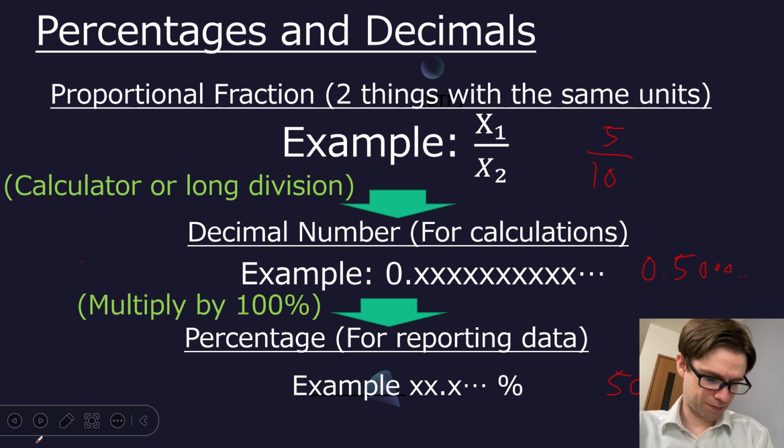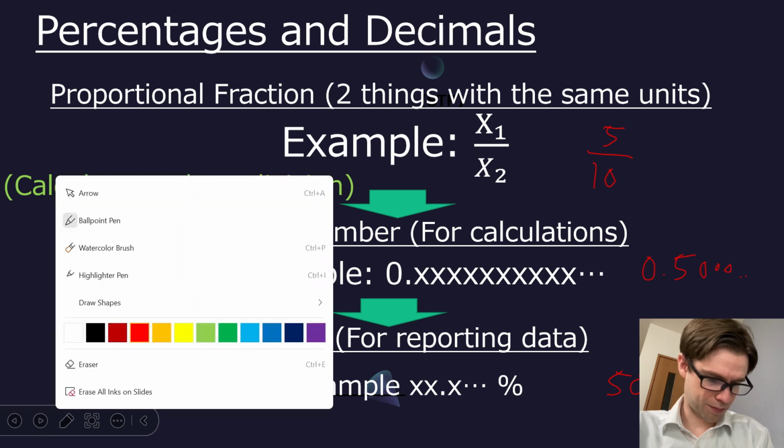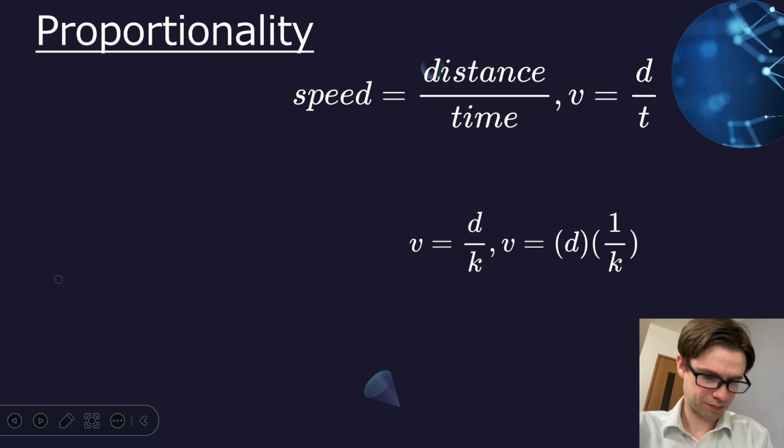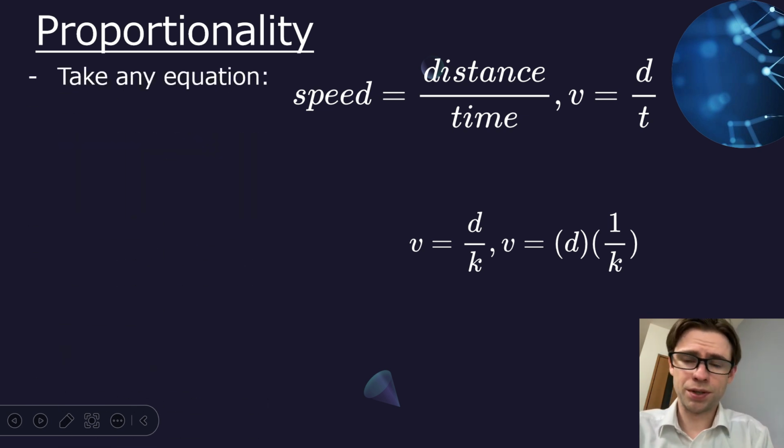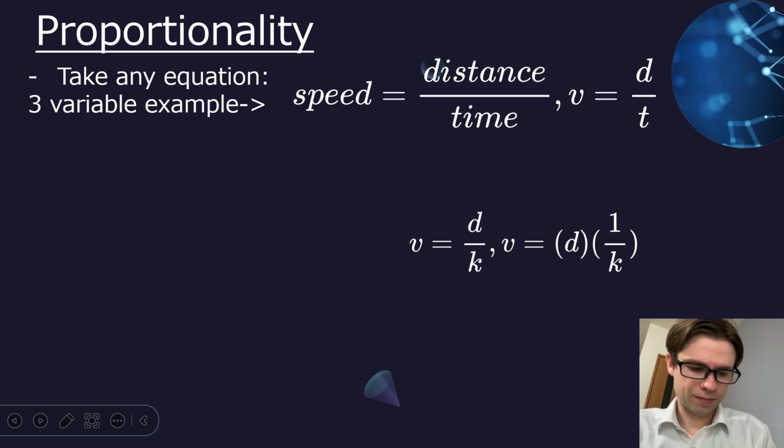Okay. Moving on. Proportionality. Very important idea about the relationship between variables or properties in a mathematical equation. So, how do we get a proportionality out of an equation?